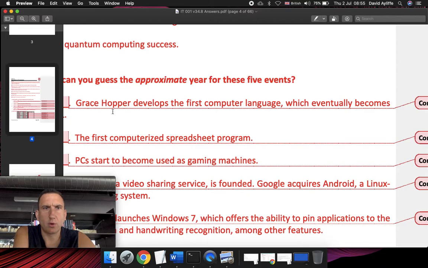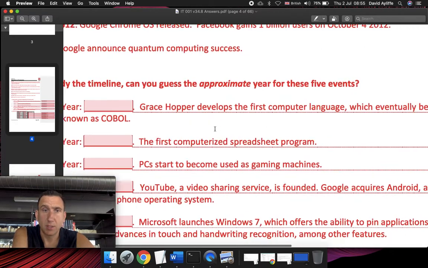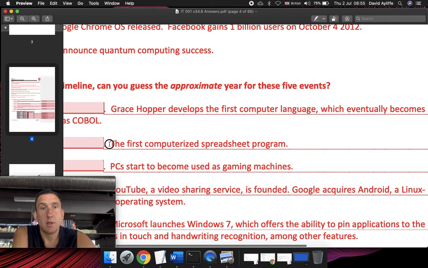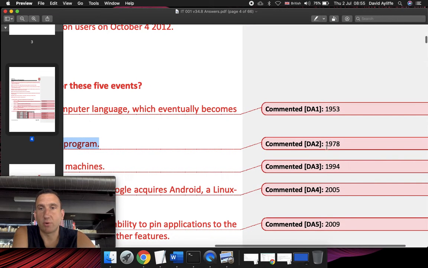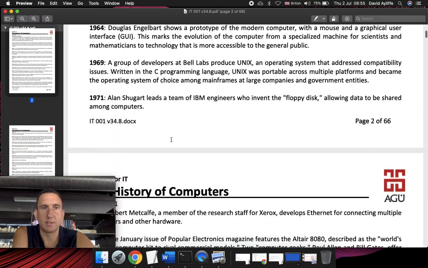Grace Hopper develops the first computer language. That was around 1953. If you wrote that, good job. If you wrote a date close to that, good job. The first computerized spreadsheet program, 1978. So what else happened around there?